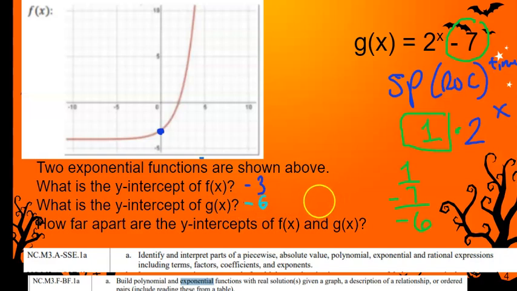And then the final question here is, how far apart are the two y-intercepts? Well, one of them's at -3 and the other one's at -6. How far apart are they? They're 3 units or 3 blocks apart. Can distance ever be negative? Nope. I say how far is something. Can it be negative? Nope.